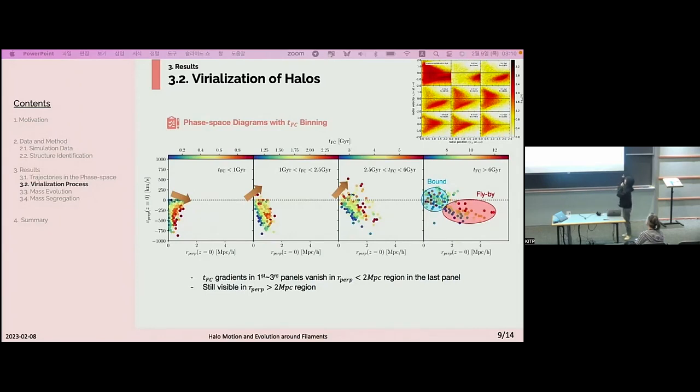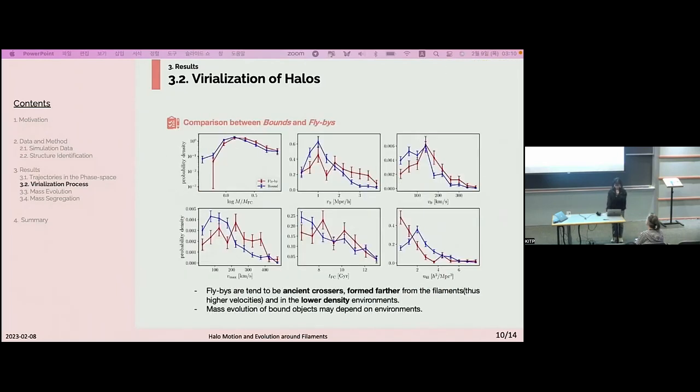And these halos are still showing the color gradients. They are flybys. And in these slides, we are showing the differences of parameters defining the phase space diagrams between these flybys and bound halos.